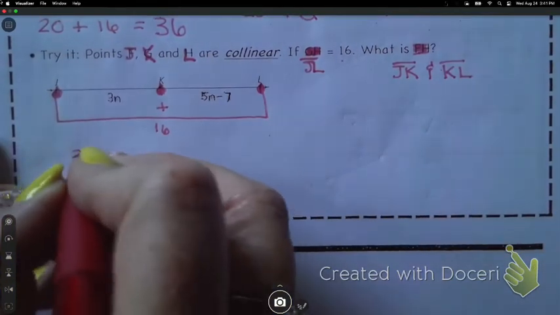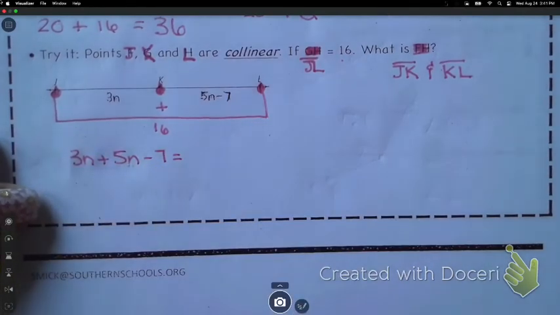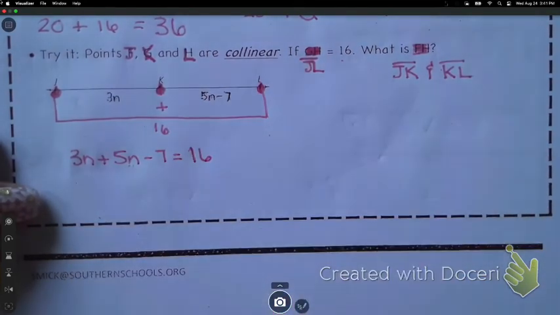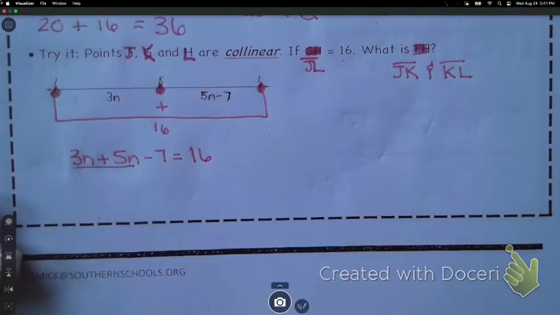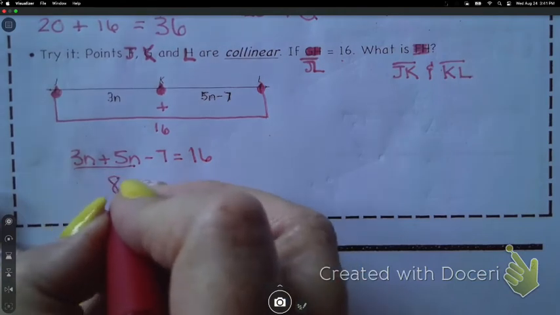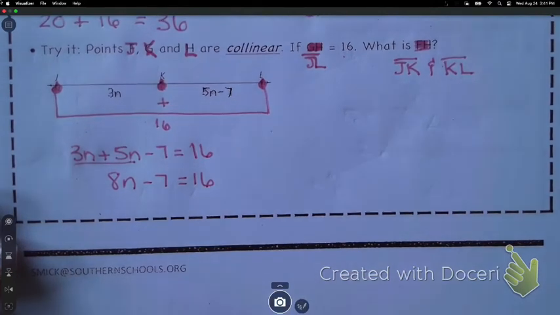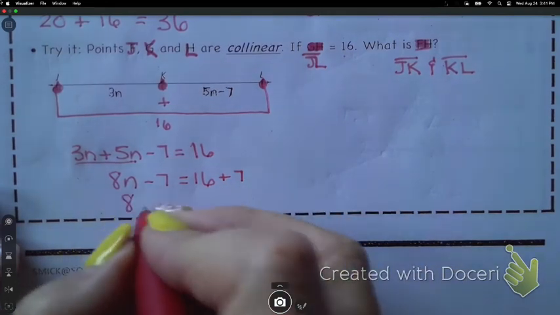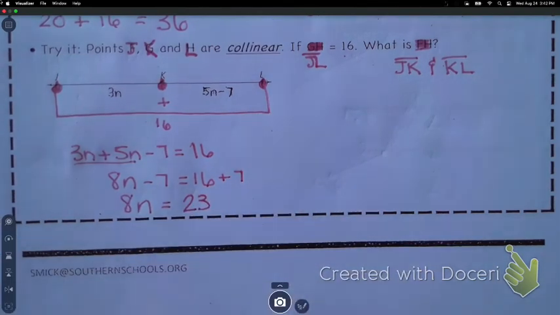So 3n plus 5n minus 7 equals what? 16. So how are we going to solve that algebraic equation? You're going to have 8n because I'm going to combine like terms, right? Yeah. So 8n minus 7 equals 16, and then you combine the 7 to 16, so it'd be positive, so you add 7 to 16. So I get 8n equals 23.